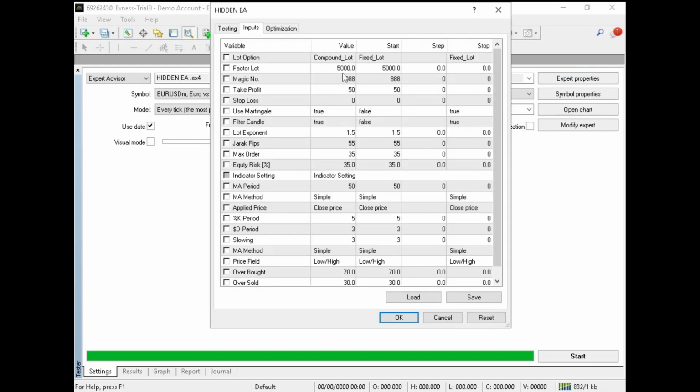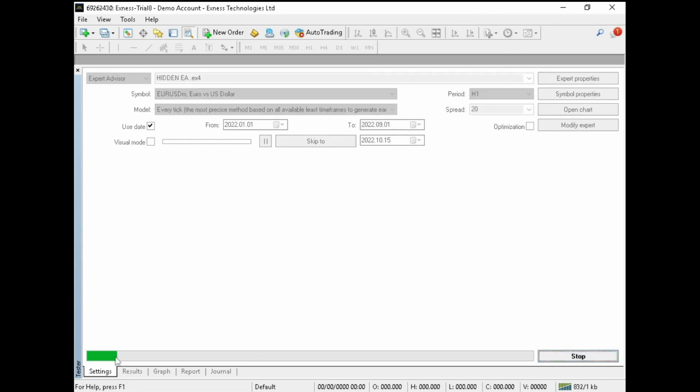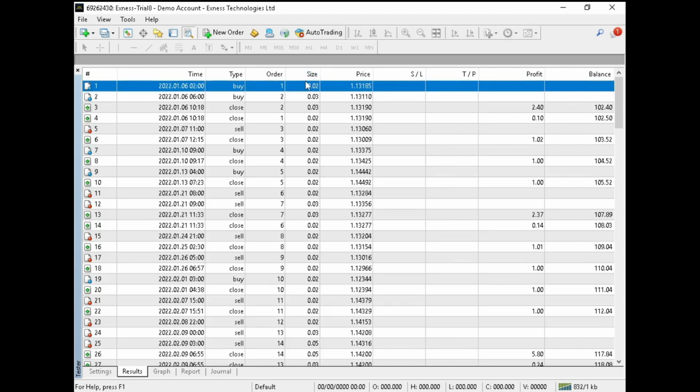I will use the lot option compound lots. Factor lot is a multiple of the number of lots based on the balance. I will change the lot factor to 50. It means that every multiple of $50, the lot will increase by 0.01. Changes to open transactions will be different. You can see here, open transactions change to 0.02 lots.